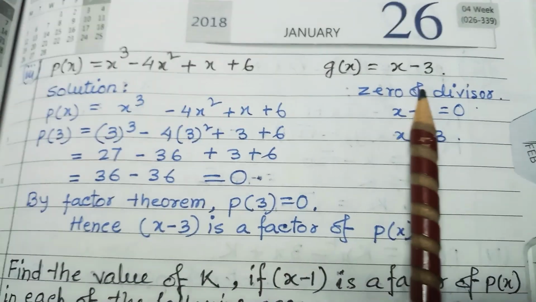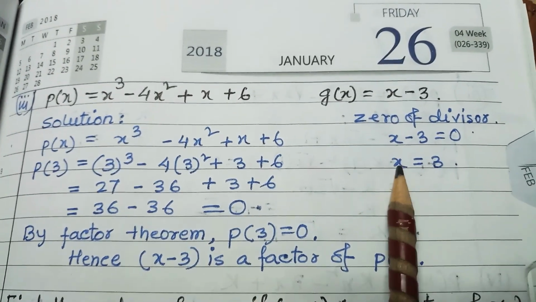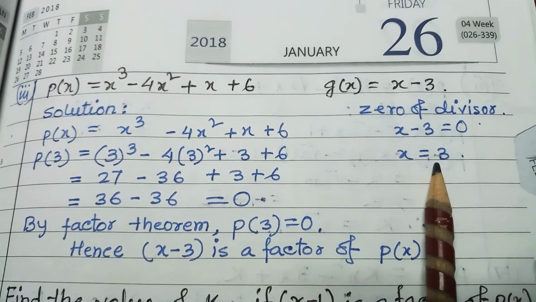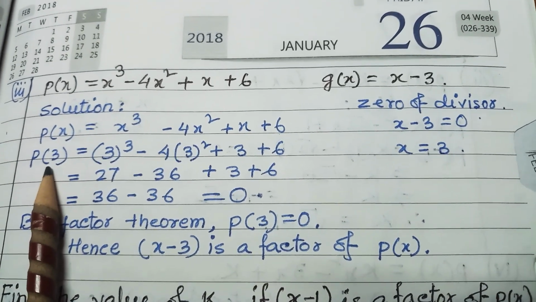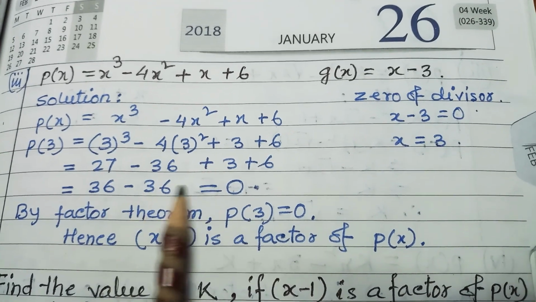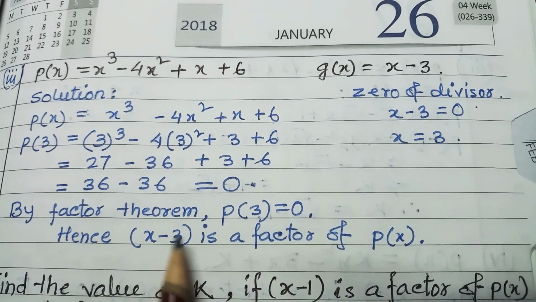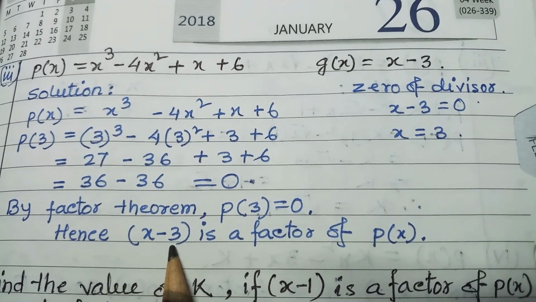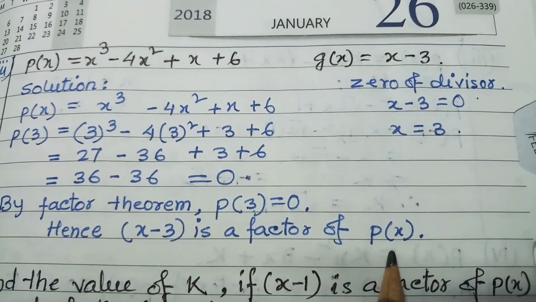The next question is also the same, g of x equal to x minus 3. So x is equal to 3 is the 0. Now again substitute this value. Its value is coming 0. So by factor theorem we can say x minus 3 is a factor of the polynomial.